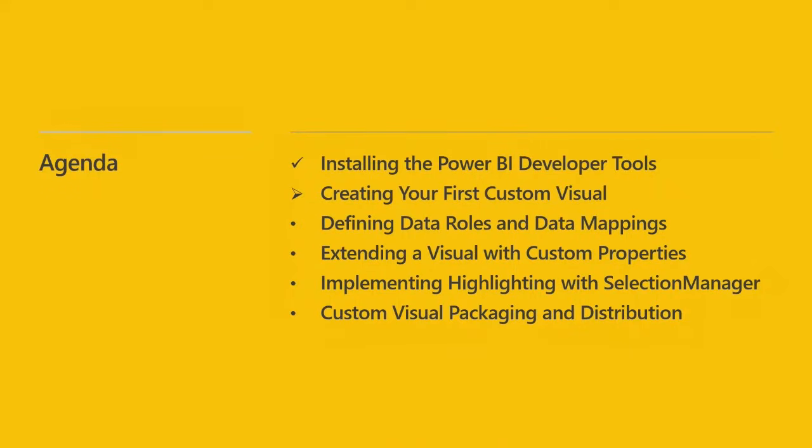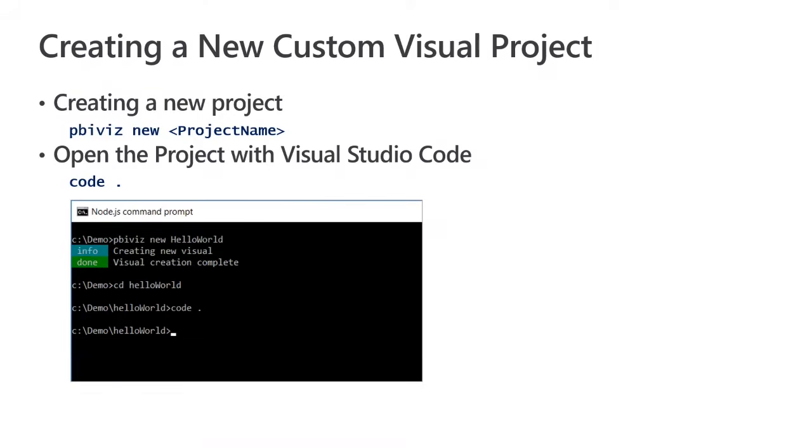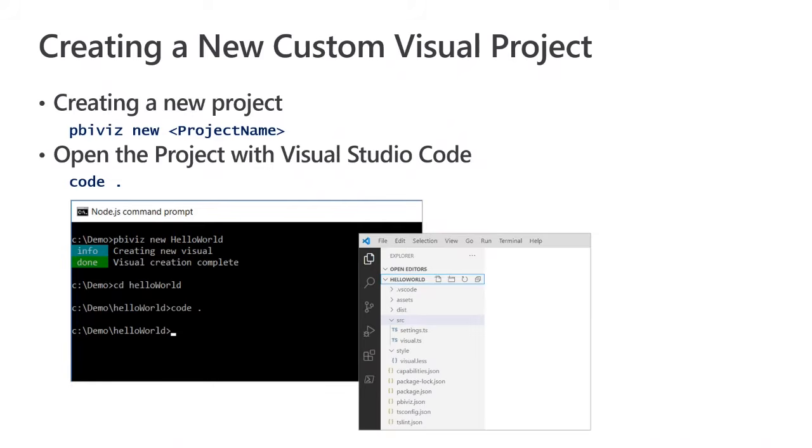Okay, but let's say that now I've done the setup. I've installed the developer tools, I've gone through the process of creating the certificate, and so now I don't have to do that each time I create a new project. We've just created this new project, and once we've created it, we open it up with Visual Studio Code.